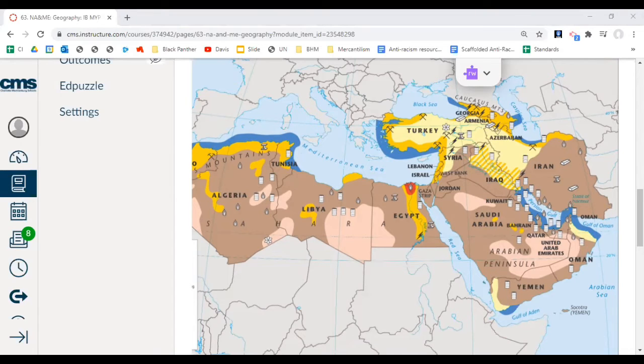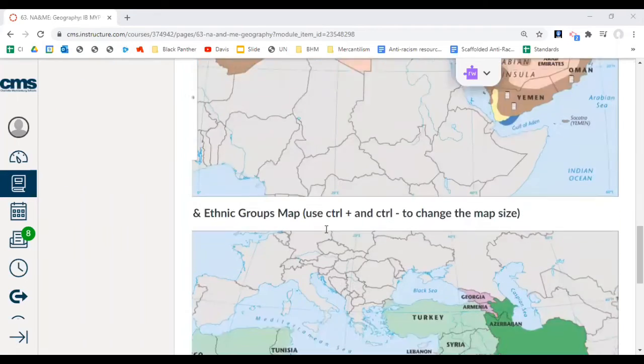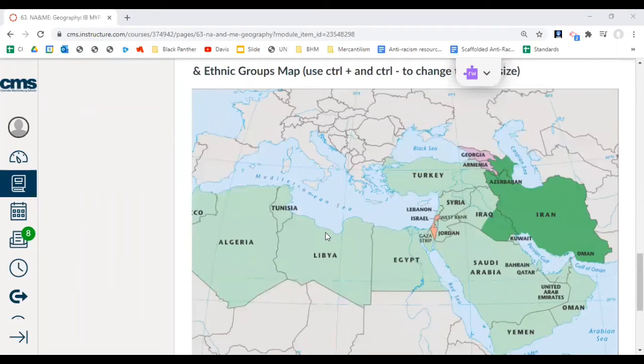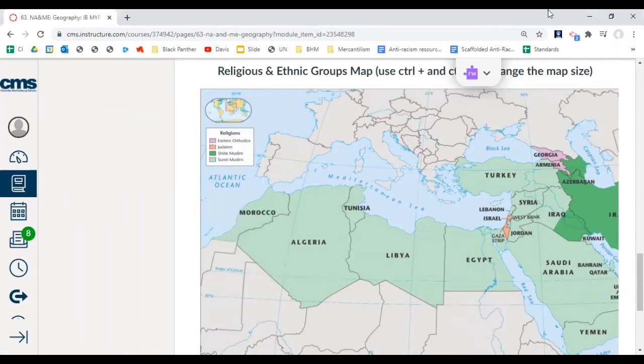And then you got to answer this next question: which country would have more economic stability, Yemen or Morocco, and why? You can do that one on your own. Let's go down to the religion map. Which religion is most predominant in North Africa and the Middle East? All right, use the key. Go ahead and put it in the chat once you figure it out. Go.